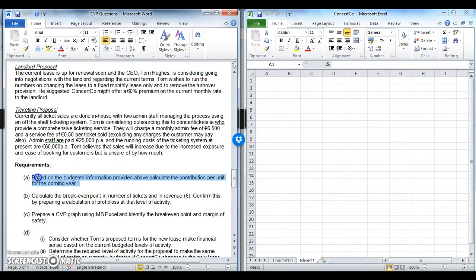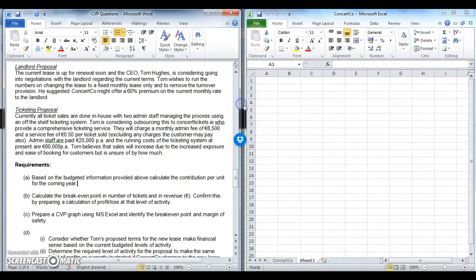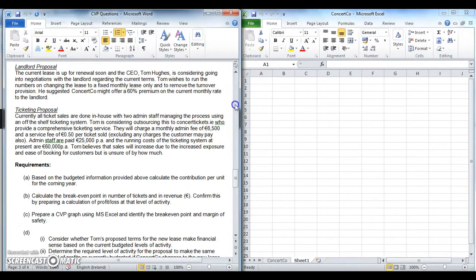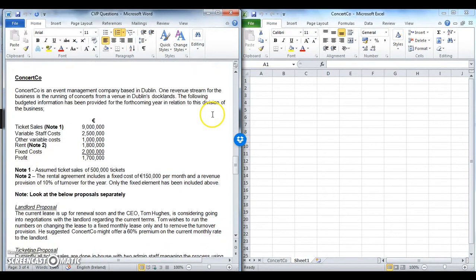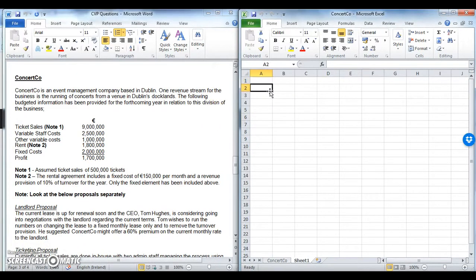Based on the budgeted information above, calculate the contribution per unit for the coming year. The first one to start off is typically fairly straightforward in terms of calculations. Just make sure you read the question and all the information that's given. So we'll look at part A, which is to do with contribution per unit. We know contribution per unit is CPU, and that is equal to sales price minus your variable cost per unit.